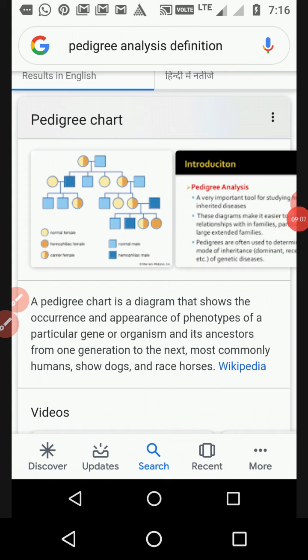So here you can see a chart. That will show the pedigree chart of any family. We can make our own family pedigree chart, we can make other families' pedigree charts. A pedigree chart diagram shows the occurrence or appearance of phenotype character and genotype. So both characters can be shown with this chart.